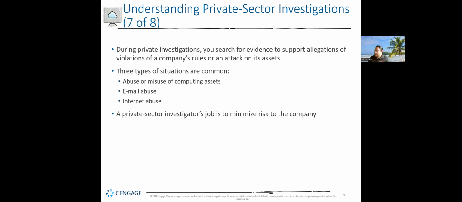So during private investigations, you search for evidence to support allegations of violation of a company's rules or an attack on its assets. There are three types of situations that are common. Abuse or misuse of computer assets. How many times have you heard of people getting fired for doing something stupid on a work computer? That's what that means. Email abuse. They harass people through email, doing inappropriate things on email. That too is considered email abuse.